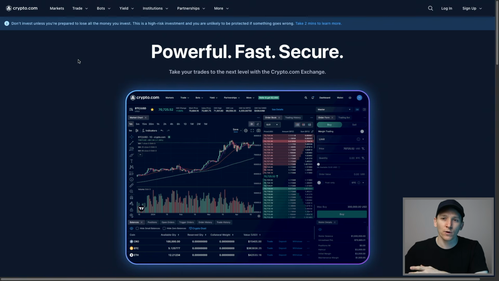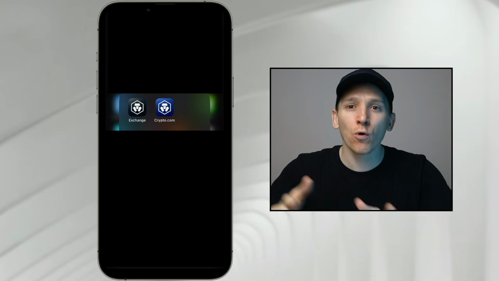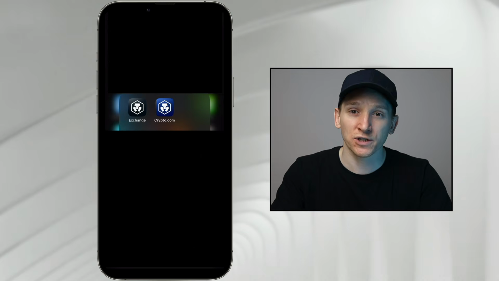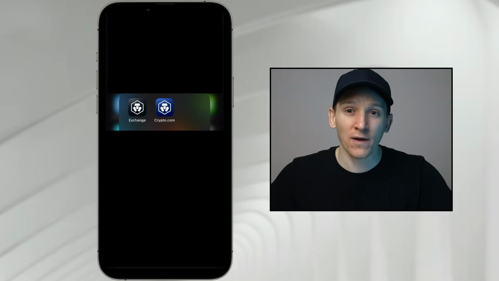So the Crypto.com exchange is a much more professional trading system, and it's actually a different application than the Crypto.com app. You can see both of them here. So if you have a Crypto.com app account already, you can port your account over. You just download the exchange app, log in with your Crypto.com app details, and there you go. If you don't have any accounts yet, you can just sign up for one of these apps.